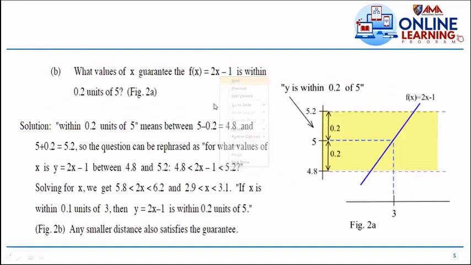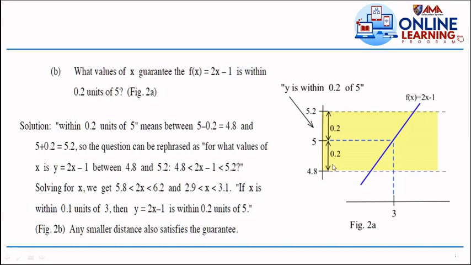Okay. Next, letter B. What values of x guarantee the function f(x) equal to 2x minus 1 is within 0.2 units of 5? Okay, the same procedure. Within 0.2 units of 5 means between 5 minus 0.2, we have 4.8, and 5 plus 0.2, we have 5.2. So, the question can be replaced: for what values of x is y equal to 2x minus 1 between 4.8 and 5.2? So, 2x minus 1 should be greater than 4.8 but less than 5.2.